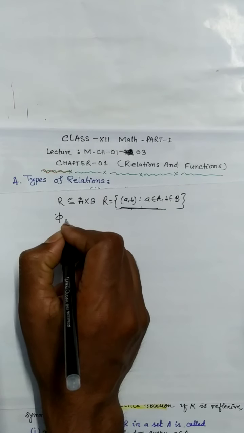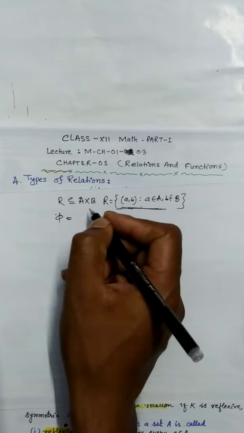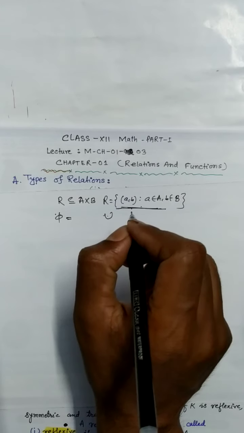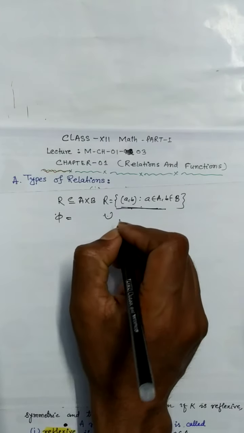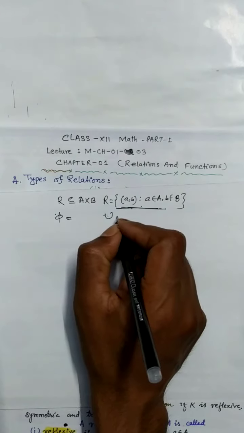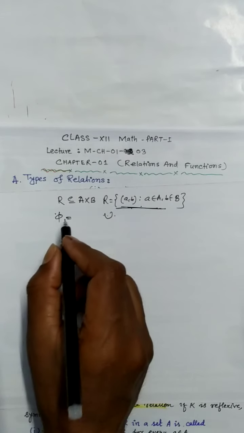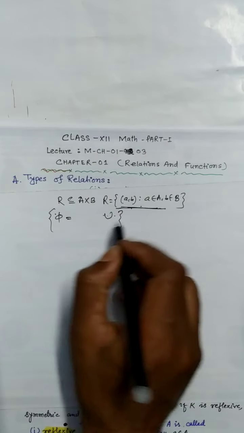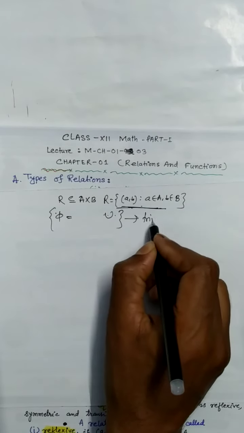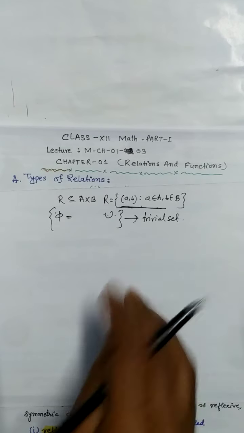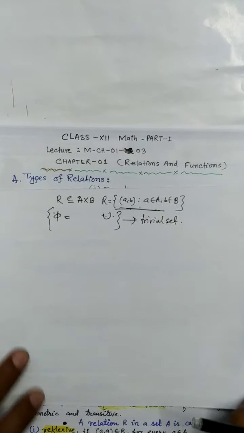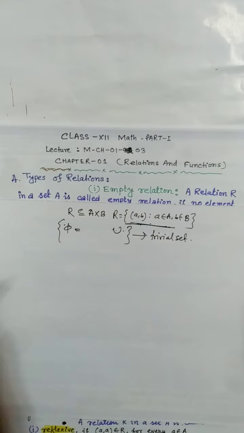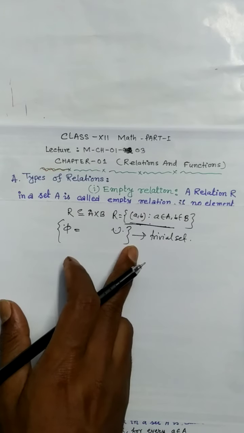So we know the null set, which is a subset of every set, and we know about the universal set. When we take all the objects together, that set itself is called the universal set. These two sets together have one name, called trivial sets. So we will see that the empty relation is connected with these trivial sets.